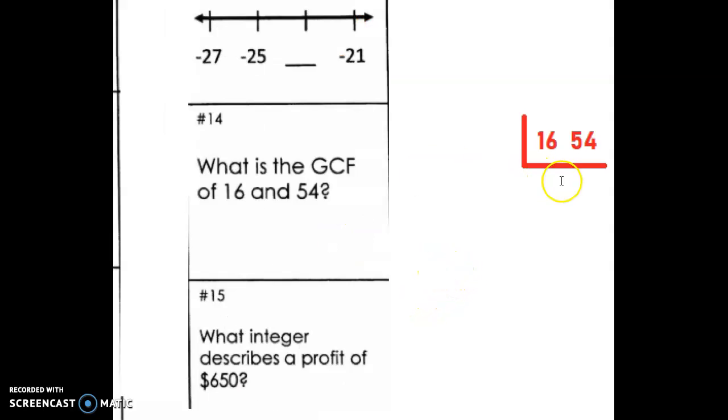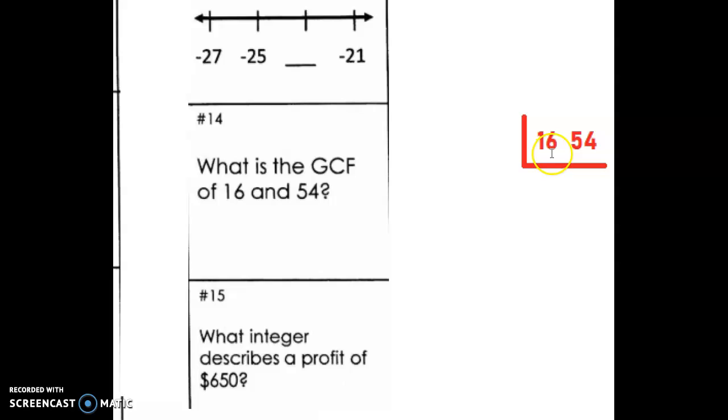14, what is the GCF of 16 and 54? If you're going to do the method I like, you would set this up this way. Let me see if I can zoom in for you guys. All right, so continue where I left off. What number can I divide both these numbers by?